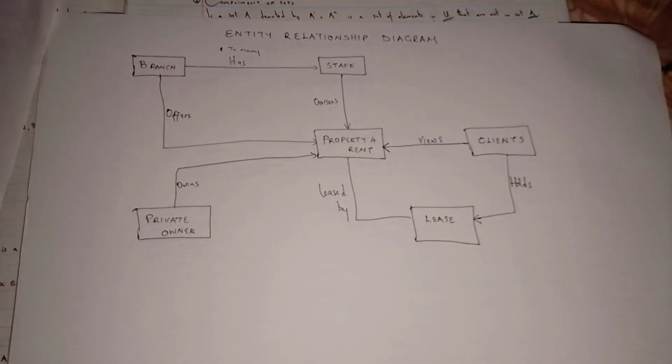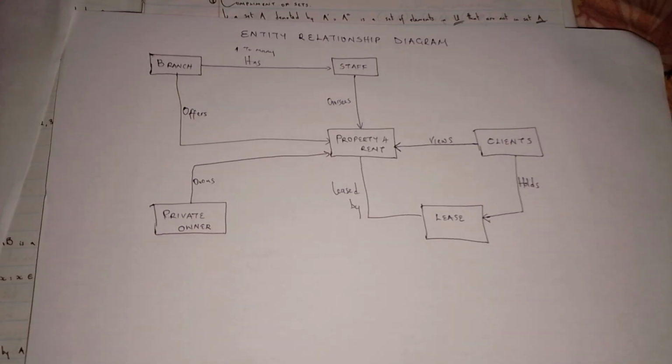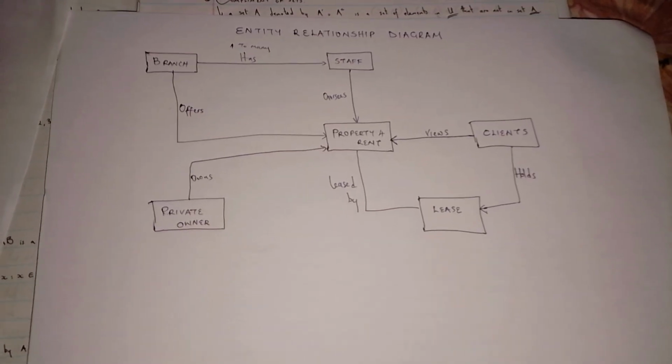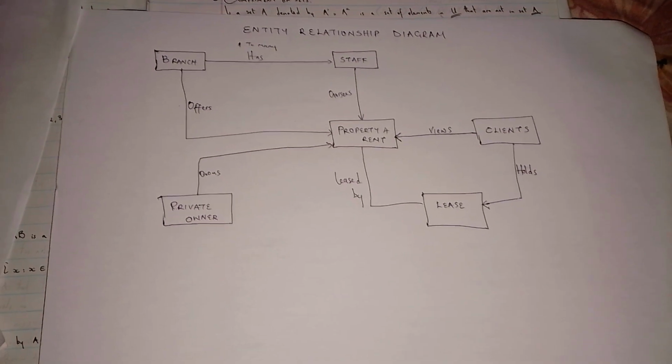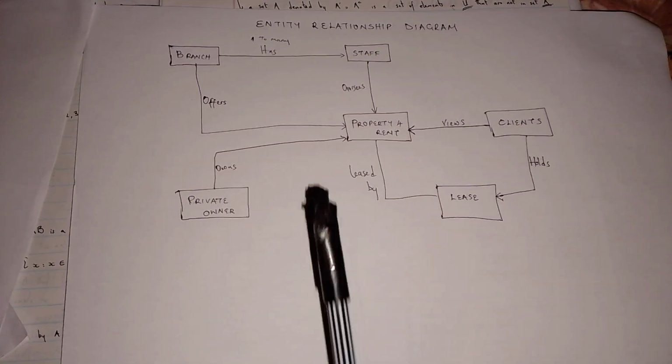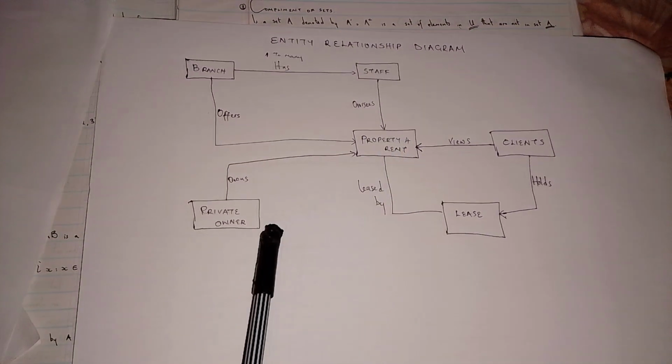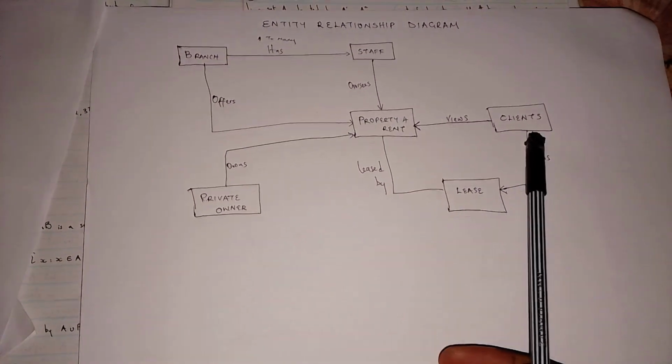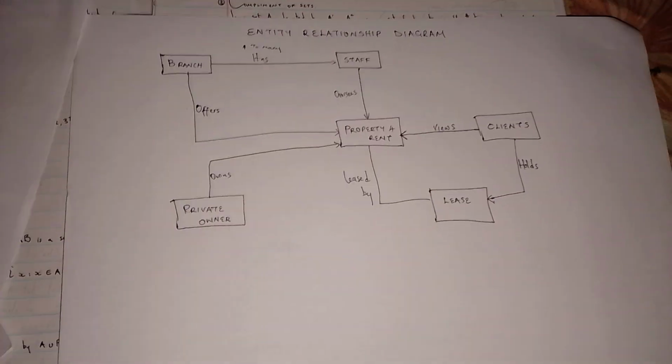So that's a quick overview of the entity relationship diagram, which is a diagram used in databases to show the relationship between these entities we've put in these boxes.